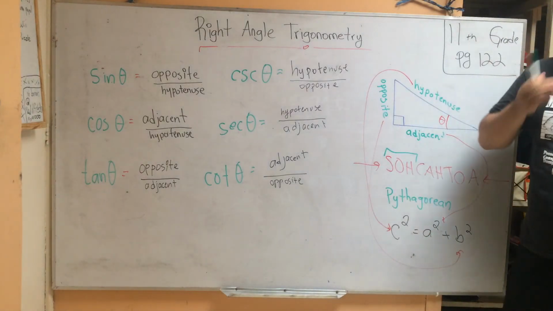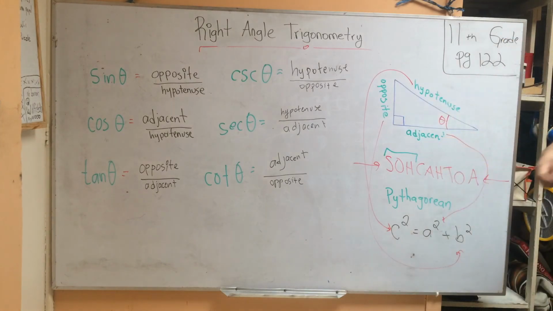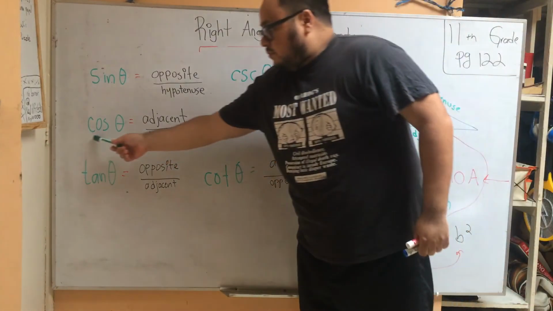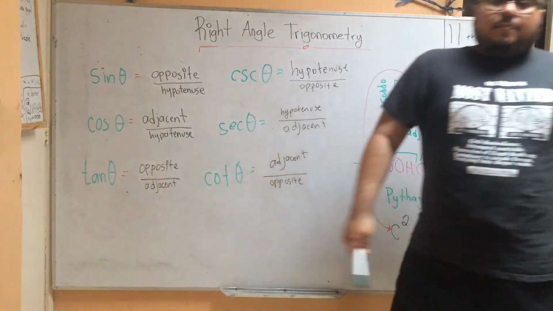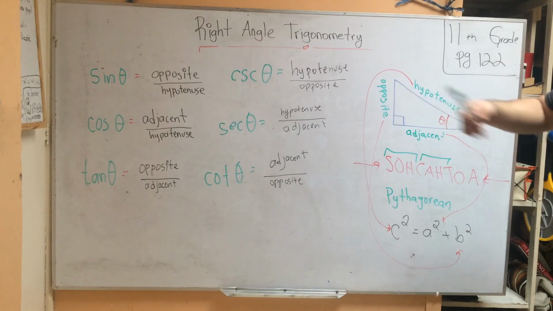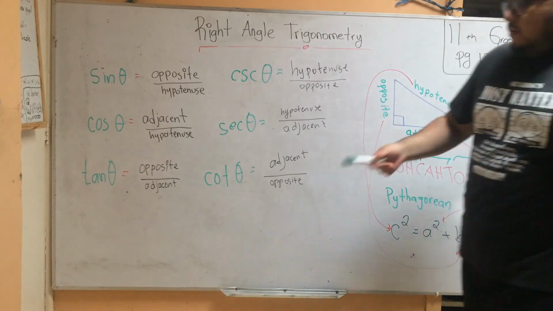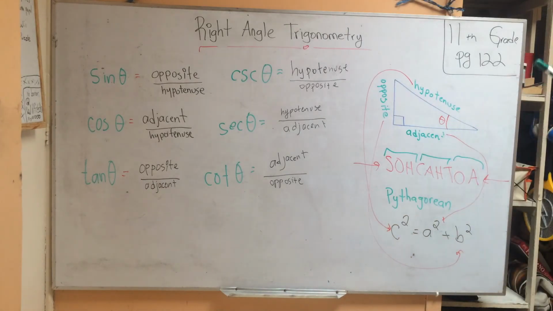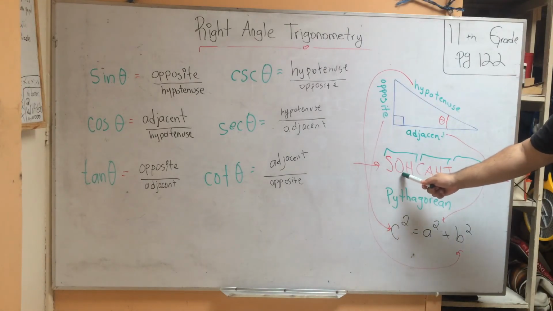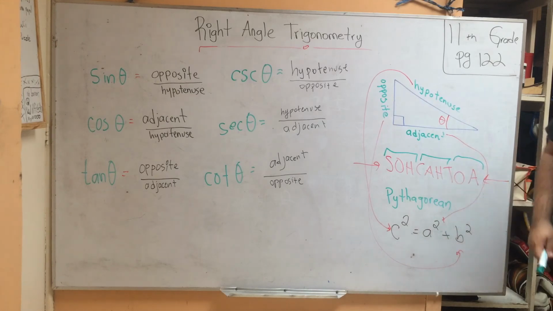So this little word can help you remember what goes with sine, cosine, and tangent. Look at the next three letters, CAH. Where does it come from? Cosine: C for cosine, A for adjacent, H for hypotenuse. Now look at the last three letters of SOHCAHTOA, TOA. It comes from tangent, opposite, and adjacent. So SOHCAHTOA can help you remember sine, opposite over hypotenuse; cosine, adjacent over hypotenuse; tangent, opposite over adjacent.